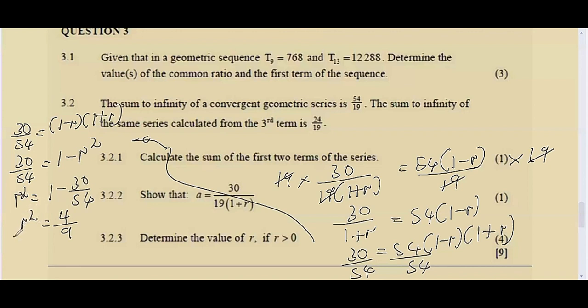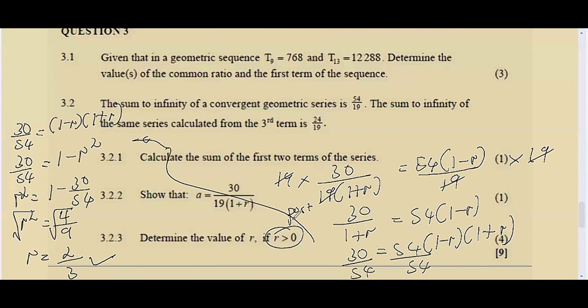Now to get rid of this square, let's square root both sides. So my r is plus minus 2 over 3, but then remember the condition is my r needs to be greater than 0, so it needs to be positive. So that means my r is equals to 2 over 3. So just like that, I found the value for r, right? So that's how you are expected to do that question.